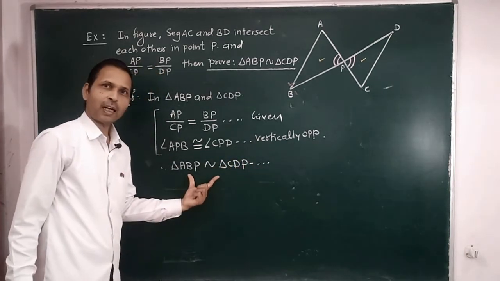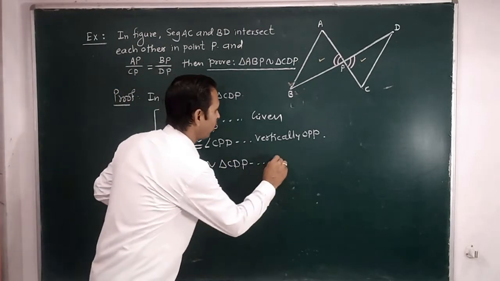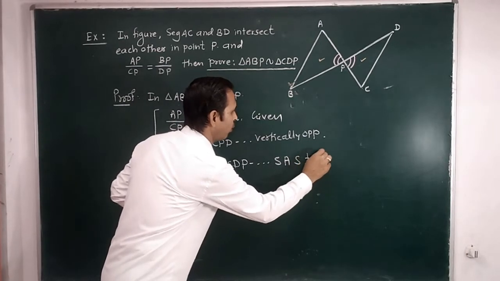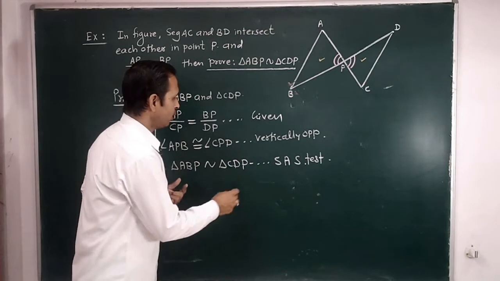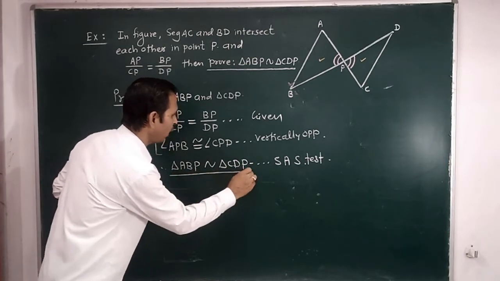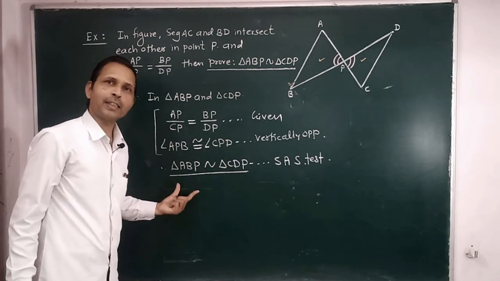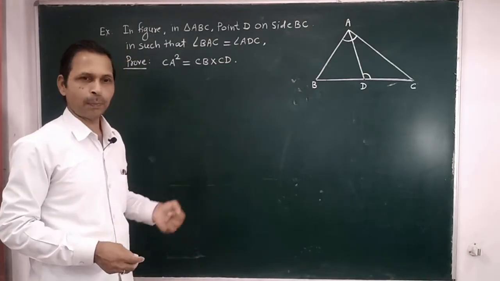By which test are the triangles similar? SAS. Now write here SAS test. By using this test, these two triangles are similar, and in this way, this is another example which is based on SAS test. Let us try to solve this example.